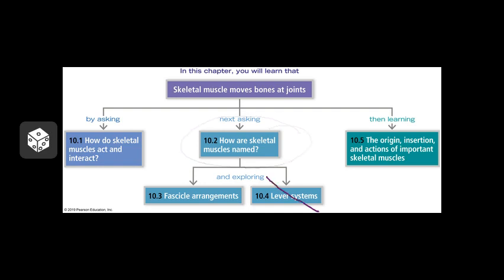And in this class, we are not going into the lever systems. So you see in your chapter a lot of pages that deal with the origin, insertion, and action of important skeletal muscles. This is your lab information. So please note on your lab list of muscles, only a few of them ask you to know the origin, insertion, and action. You don't have to know those for every one, only a few.